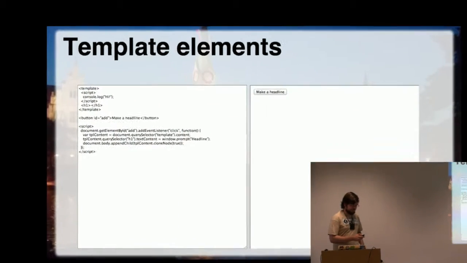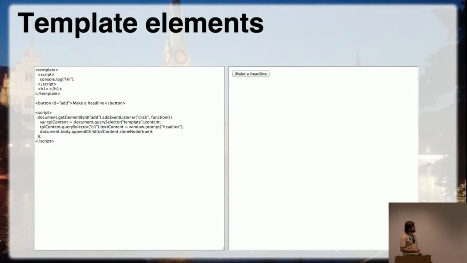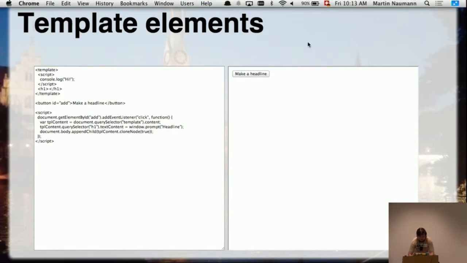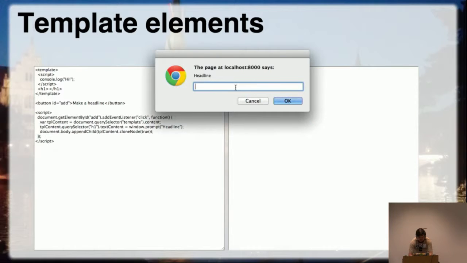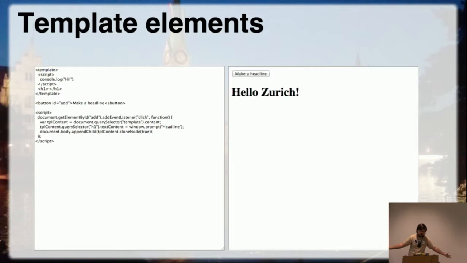So here we see a button that says make a headline, yay. And then we have some JavaScript that uses this button to query the template over here, then ask for the text content of it and append it. And I can demo it works by saying, hey, hello, Zurich. Ta-da. Now, what's the benefit of this? This is a nice play around thing, but why would I do this?